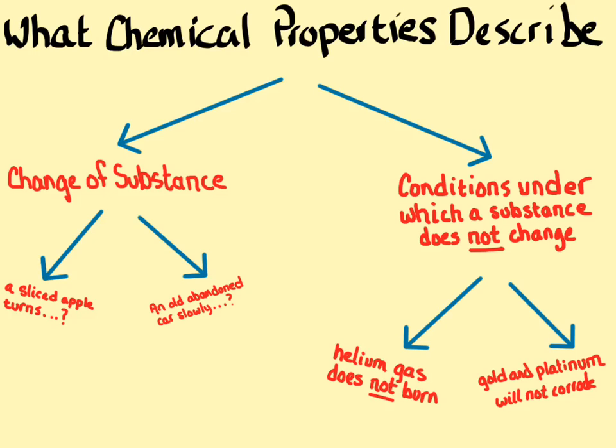Another example is gold and platinum, which do not corrode. A lot of other metals corrode, but gold and platinum do not. It's what gives gold and platinum their value. We all know that classically gold is very expensive and very valuable. Well, one of the chemical properties that makes it very valuable is that it doesn't corrode, it doesn't break down over time.